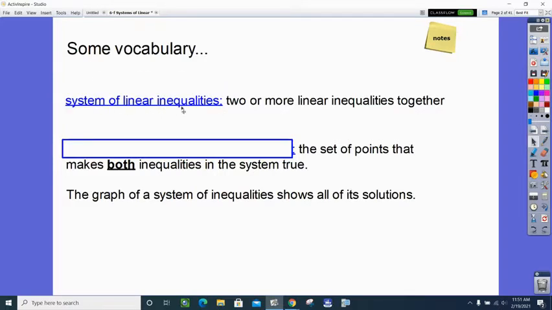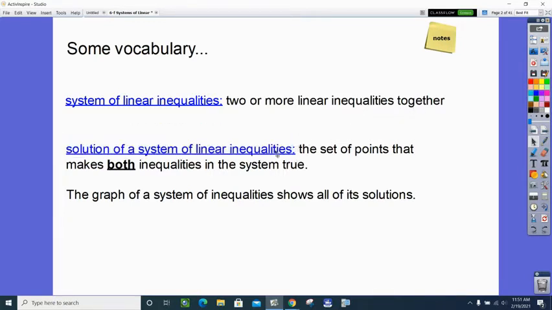A system of linear inequalities is just two or more linear inequalities graphed together. The solution of a system of linear inequalities is the set of all the points that makes both inequalities in the system true. So the graph of a system of inequalities will show all of its solutions.